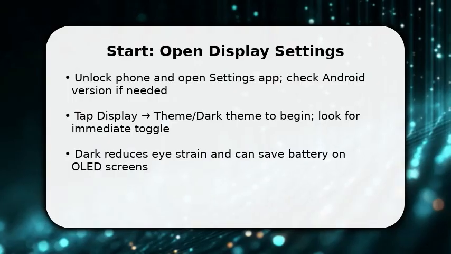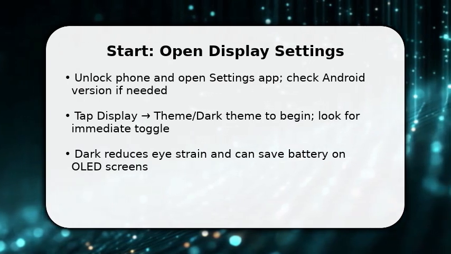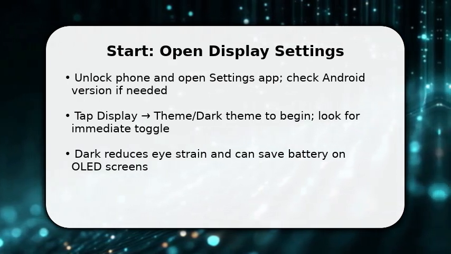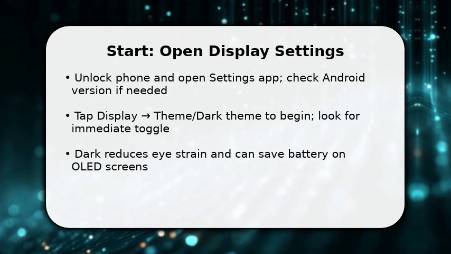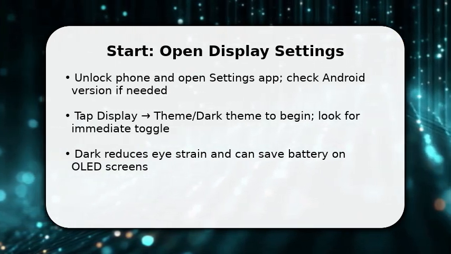Enjoy the video. You'll start right in Settings so we don't waste time. First, unlock your phone and open Settings, then go straight to Display. Once there, locate Theme or Dark Theme and don't hesitate, tap the toggle to enable dark mode.